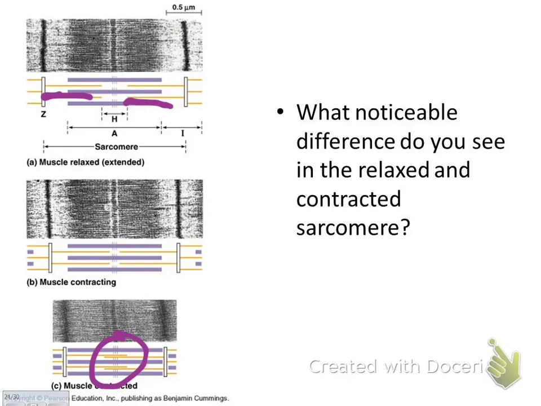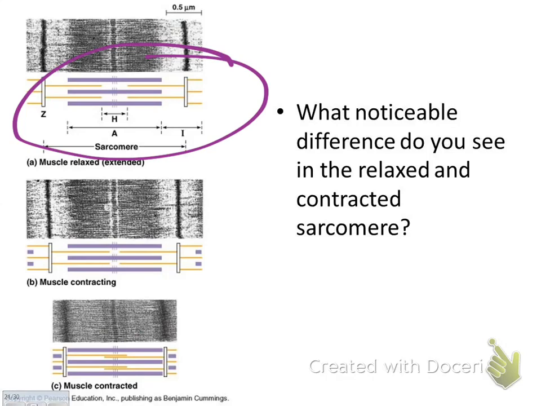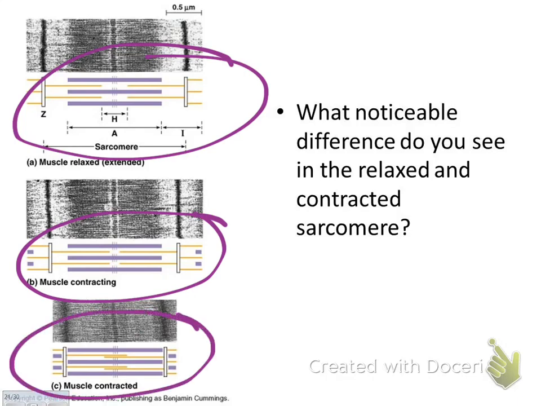So on this one, you can tell on the top one, if you look right here, the actin and myosin haven't slid together. And then you see they get closer. And now do you see how the purple touches from Z-band to Z-band? And the yellow, it's touching in the center.